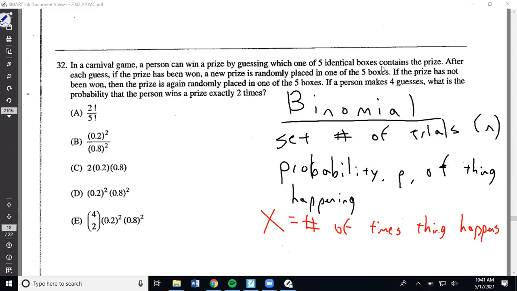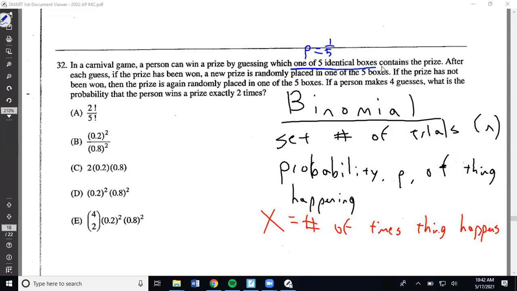First off, a person can win a prize by guessing one of 5 identical boxes. When the prize has been won, a new prize is randomly placed in one of the 5 boxes. So this is what we're keeping track of. The thing happening or not is winning the prize. Do we win the prize or do we not win the prize? So this is our probability of a success, and that's 1 in 5. Now 1 in 5 stays the same every time because I put a new prize into a box at random, so the probability stays 1/5 every time.